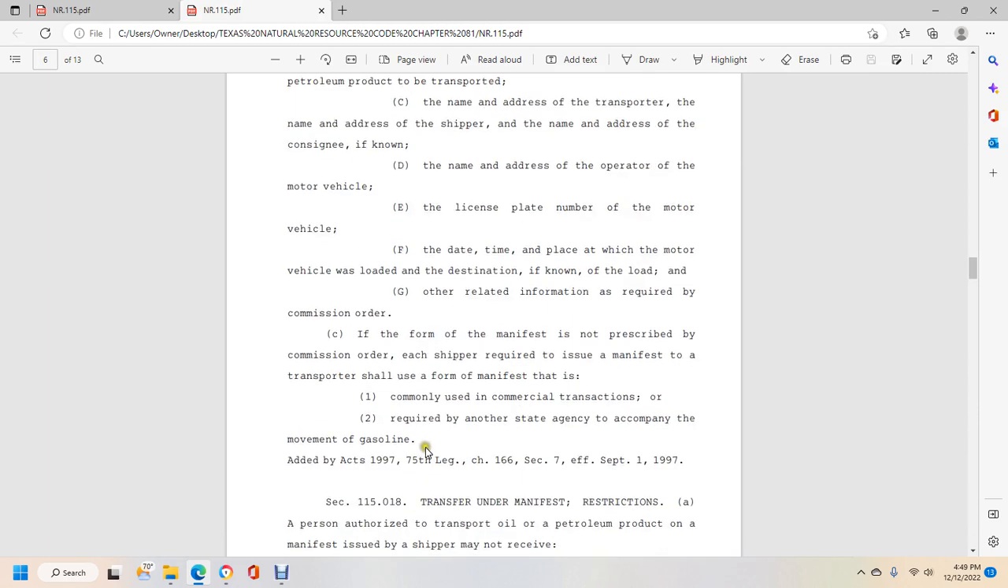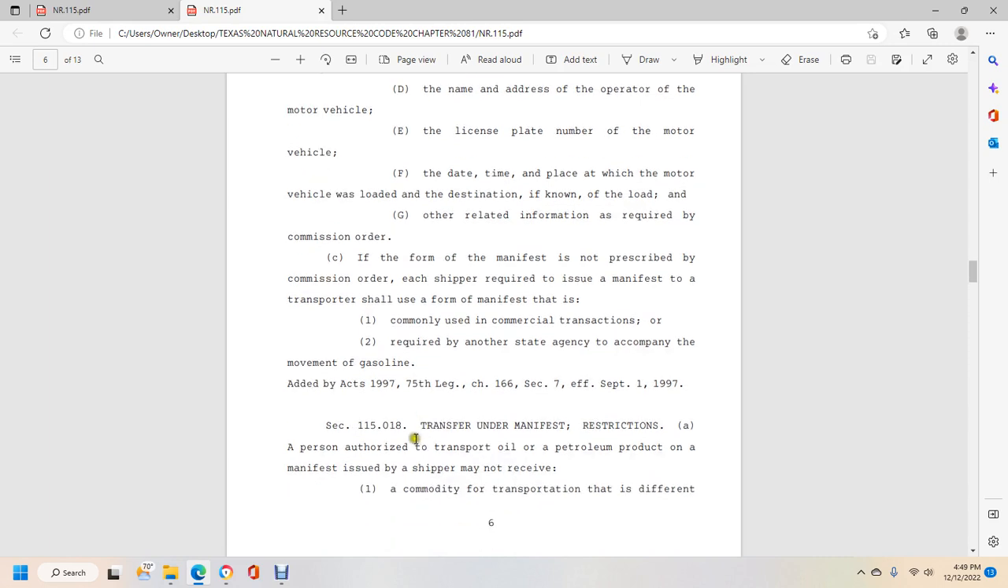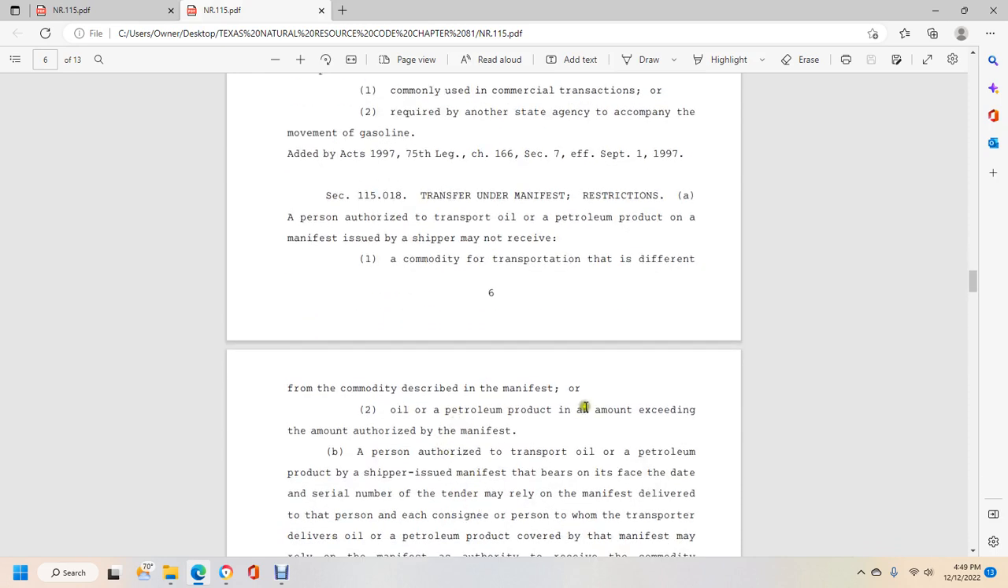...transaction required by another state agency to accompany the movement of gasoline. Acts 1997. Section 115.018, transfer under manifest, amendment, restriction. The person authorized to transport the petroleum product on the manifest issued by the distributor may not receive a commodity for transportation that is different from the commodity described in the manifest, or petroleum product exceeding the amount authorized in the manifest.